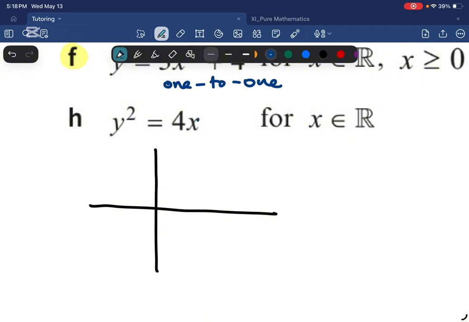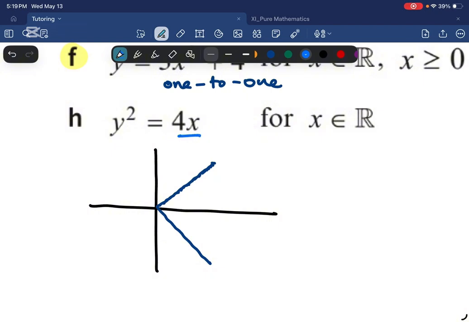So on the positive side, 4x looks something like this. Whenever you put in any positive value of x, the graph of y squared is equal to 4x looks something like this, right? And then it's also going to go down. So let's think about why this is the way.